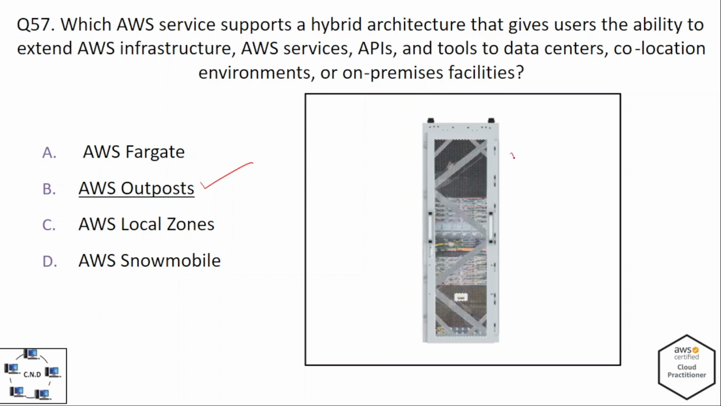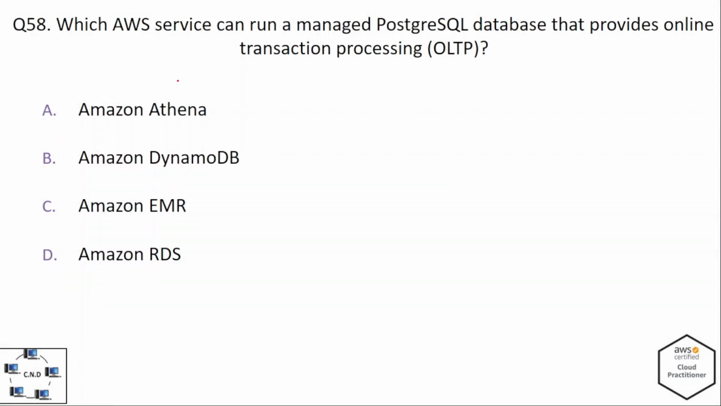So this is a visual representation of AWS Outposts. It is basically just like a rack with all the servers and machines installed, and it basically extends the AWS infrastructure inside your on-premises facilities. It's like a mini AWS data center inside your own data center.